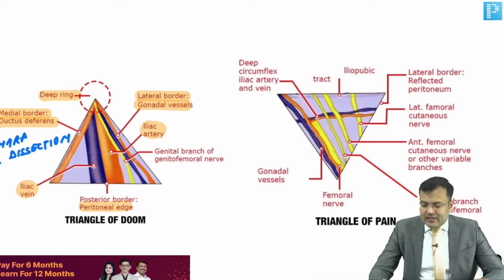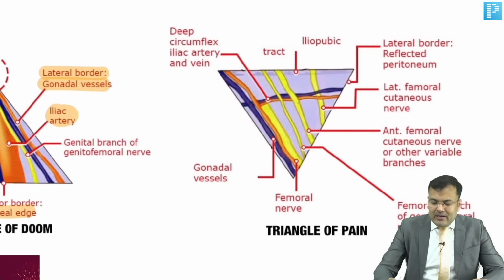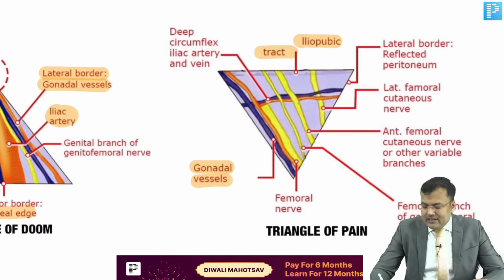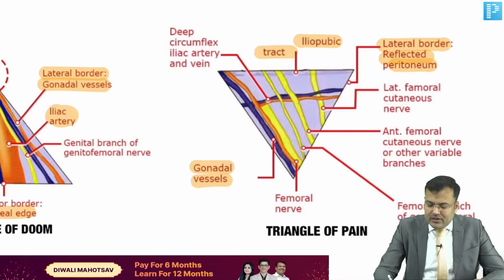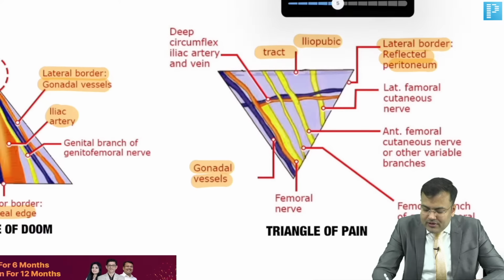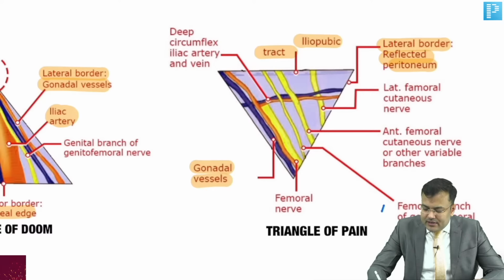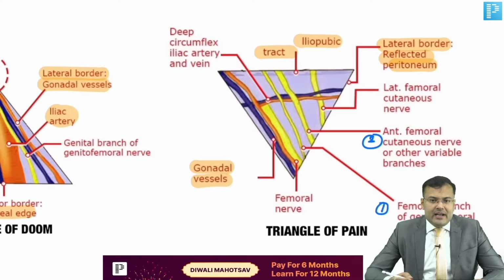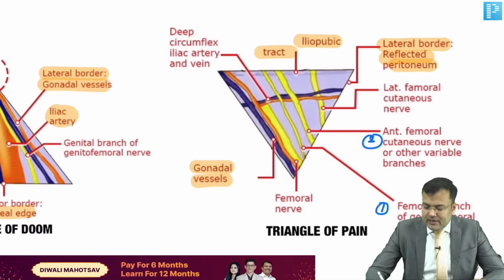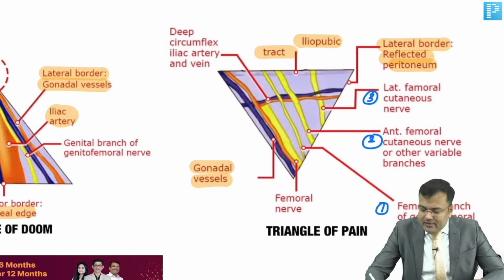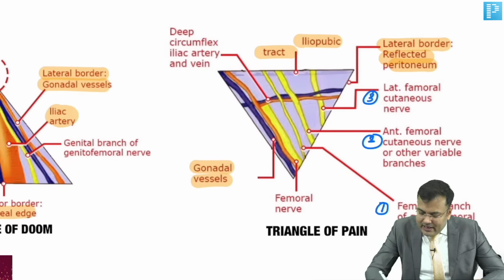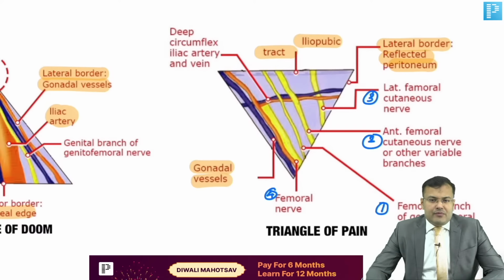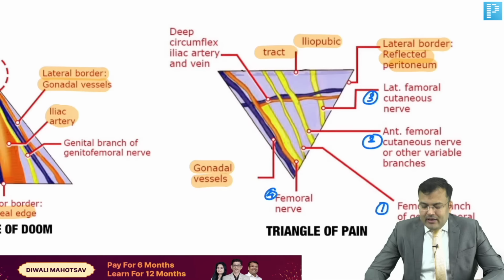And here you can see, this is very important. This is the triangle of pain. Guys, can you tell me the boundaries? Superiorly, iliopubic tract, medially, gonadal vessels, laterally, peritoneum, and what's the content? In this image, you can notice that there are 4 nerves. So, what are the contents? First, femoral branch of genitofemoral nerve. Second, anterior cutaneous nerve of thigh, also known as anterior femoral cutaneous nerve. This is the lateral cutaneous nerve of thigh, lateral femoral cutaneous nerve, and this is the 4th one. Clear?